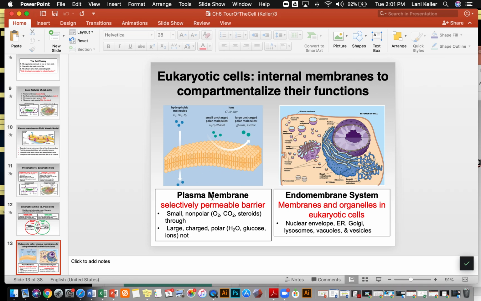Plasma membrane is a selectively permeable barrier, right? That's something you should say if there's a free response about that. Selectively permeable barrier.